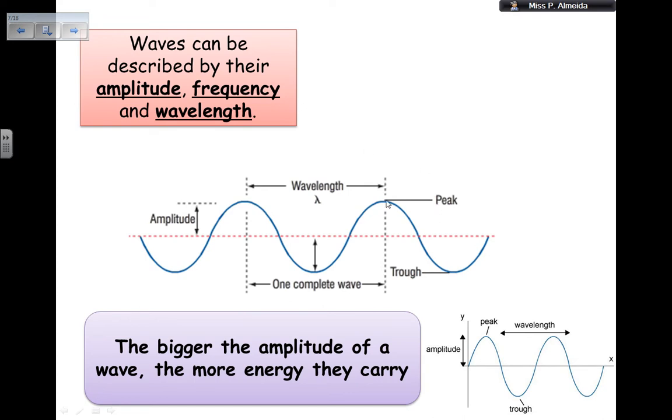Peak, as I told you, the highest point of the wave. Trough, the lowest point of the wave. Amplitude is the height of the wave. So that's going to be the distance from the wave's normal position, so if there were no vibrations, up to the peak or the trough, because the wave moves the same distance up and down, okay? So the amplitude is going to be the maximum displacement from the normal position of the wave, okay?